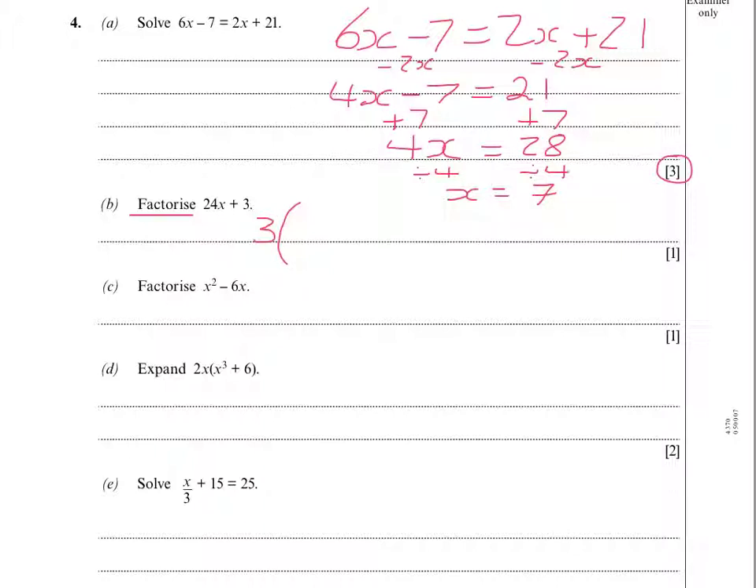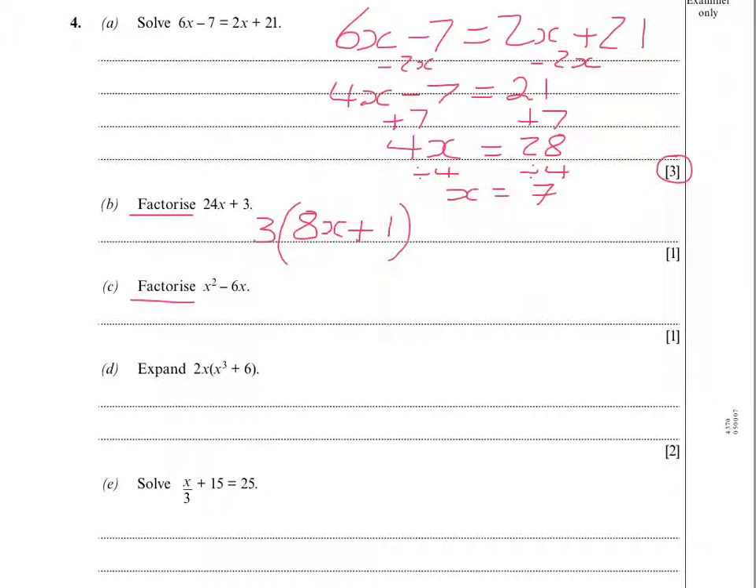3 times what gives me 24x? So how many 3's are in 24? If you count them, 3, 6, 9, 12, 15, 18, 21, 24, so that's 8. So I've got to put the x in, because 8x times the 3 would give me 24x. And then what times 3 gives me 3? It's just 1.